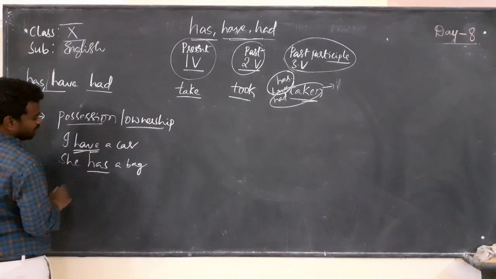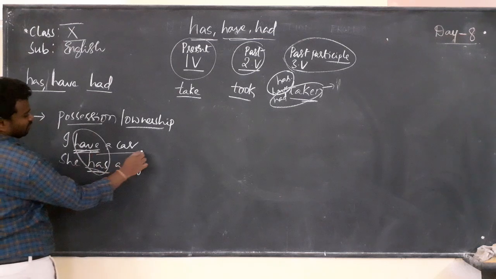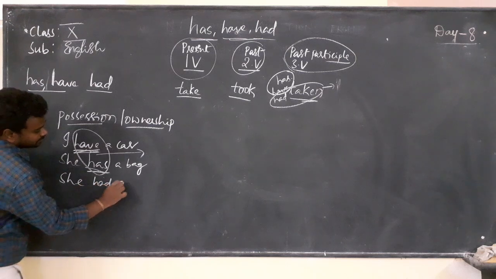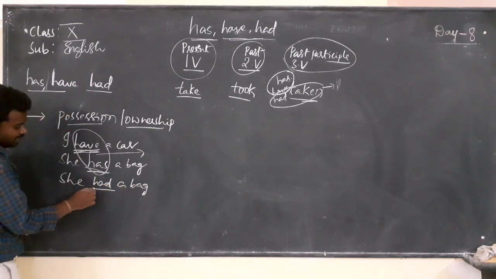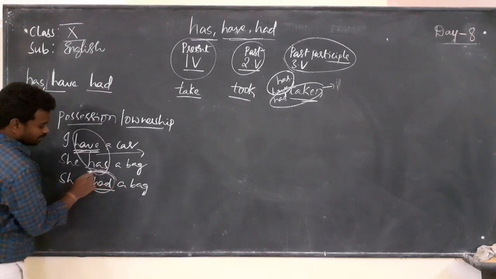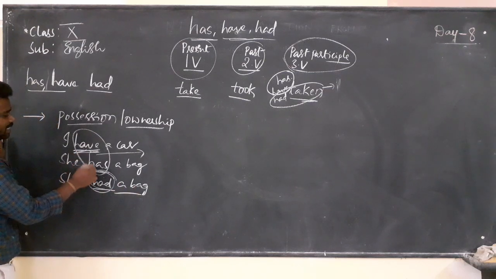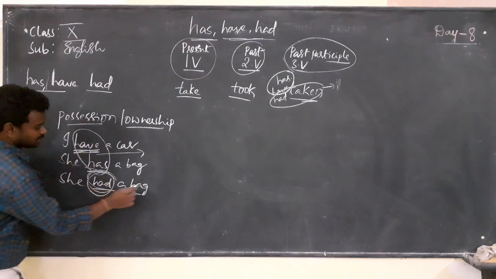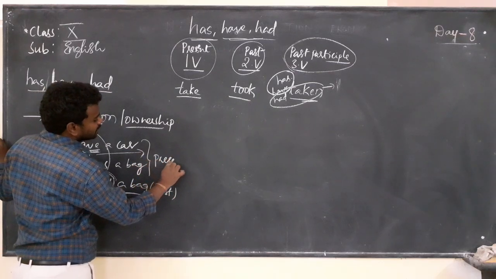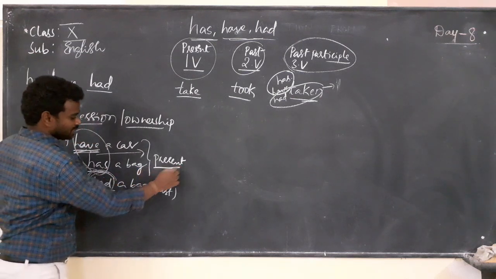Has and have are used in the present form. Now, for example, she had a bag. That means she had a bag earlier, but at present she did not have any bag. She had no bag. So has and have we use in the present, and had we use in the past. This is one use: when you indicate possession or ownership, we use them in present and past.